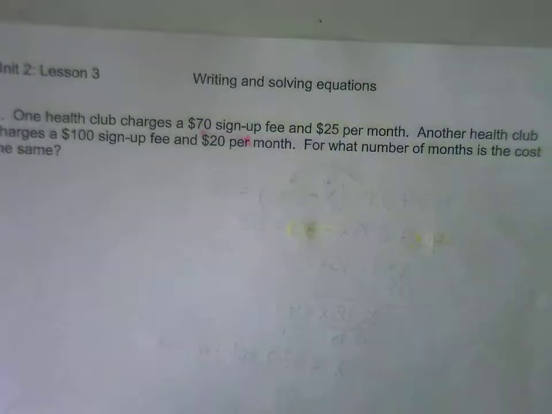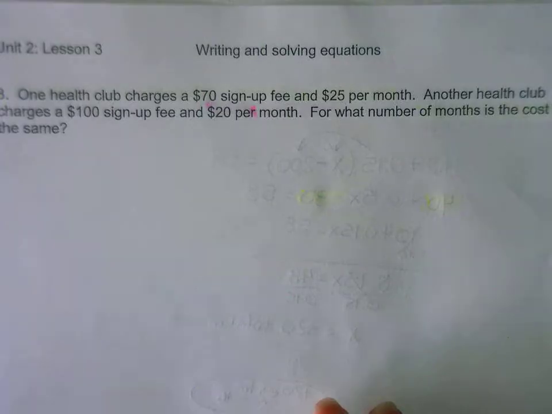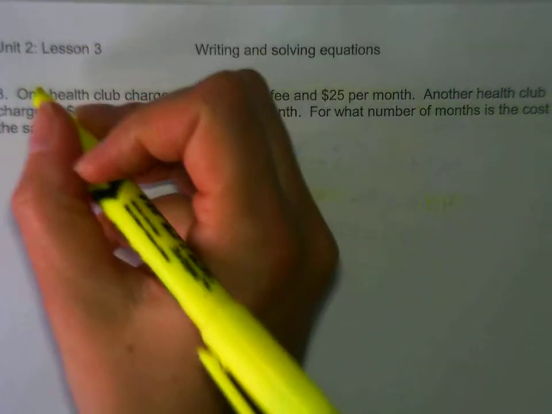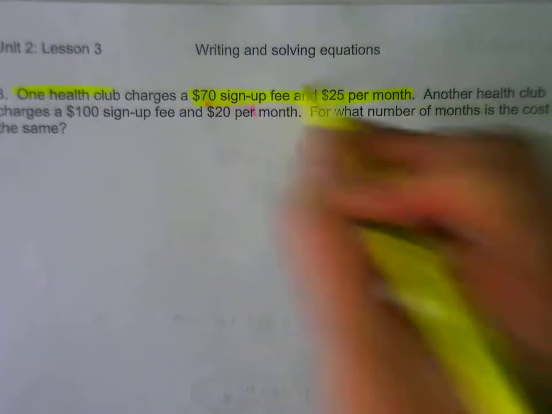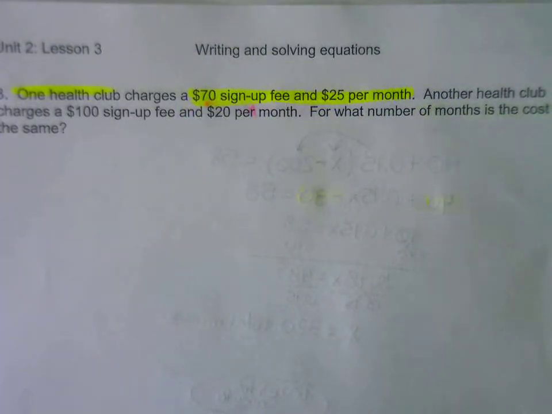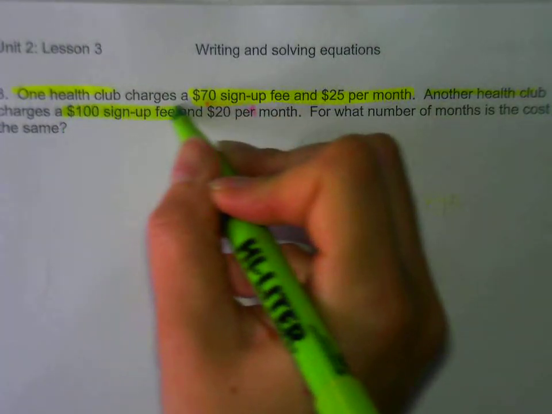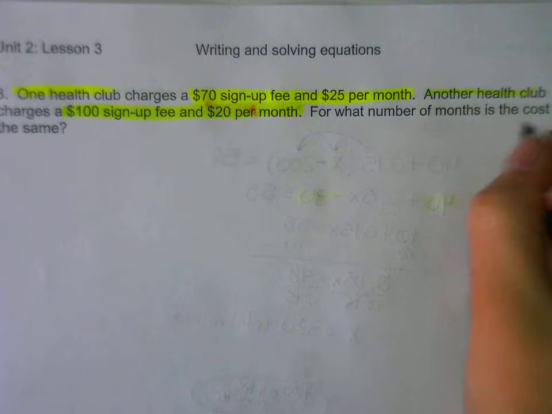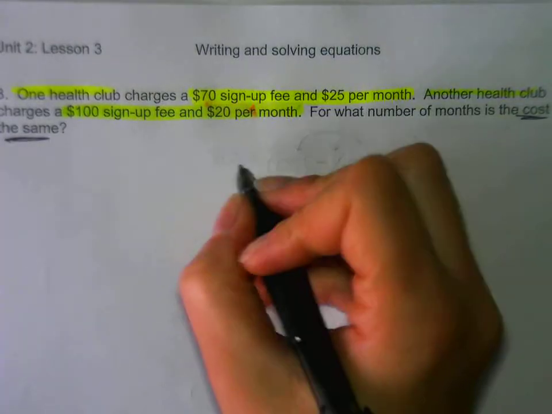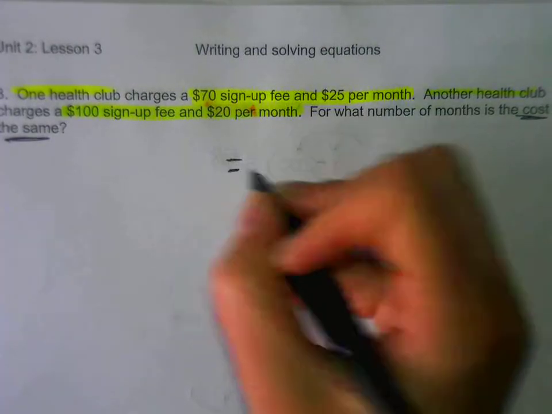Alright, example number 3. We are looking at some different health clubs. There are 2 of them. So one health club charges a $70 sign-up fee and $25 a month. The other health club charges a $100 sign-up fee and $20 per month. So when we have two different things, we're trying to find when the cost will be the same. That means we're looking at an equal sign. When will they be equal to each other?